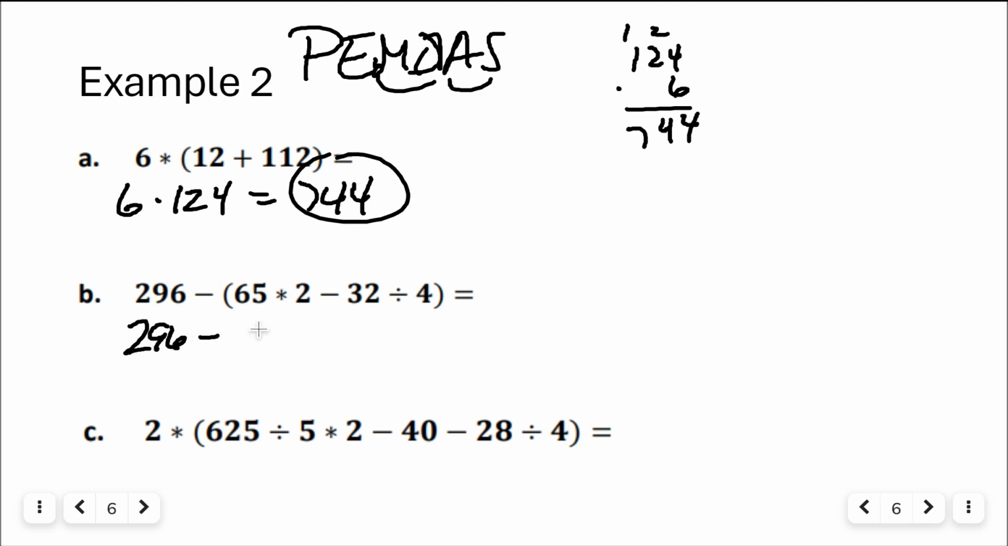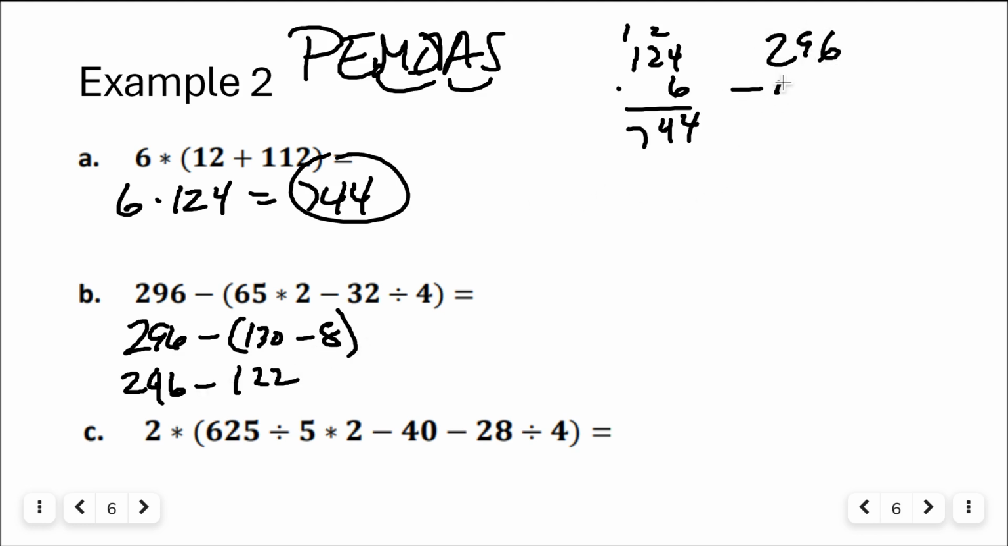So now we have 296 minus, okay, so now we got a bunch of things to do in parentheses. Let's do that first. 65 times 2 is 130 minus, I'm going to divide here too while I'm at it. 32 divided by 4 is 8. So that's 8. 296 minus 130 minus 8 is 122. I'm going to remove the parentheses because there's nothing left to do with the 122. But I do have to do 296 minus 122. 174. That's a 7.